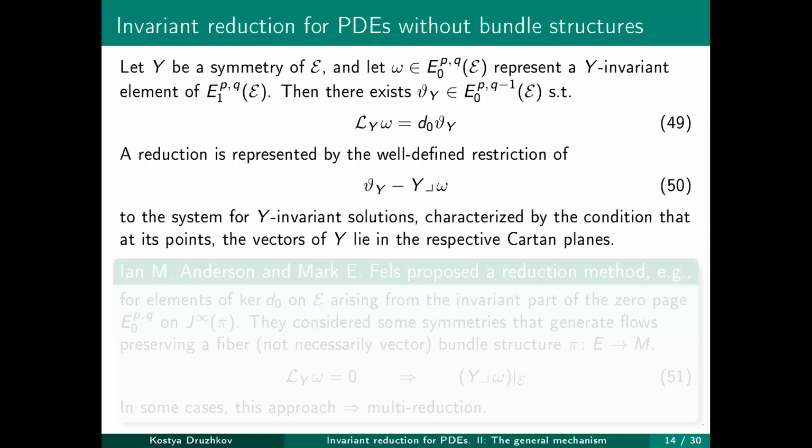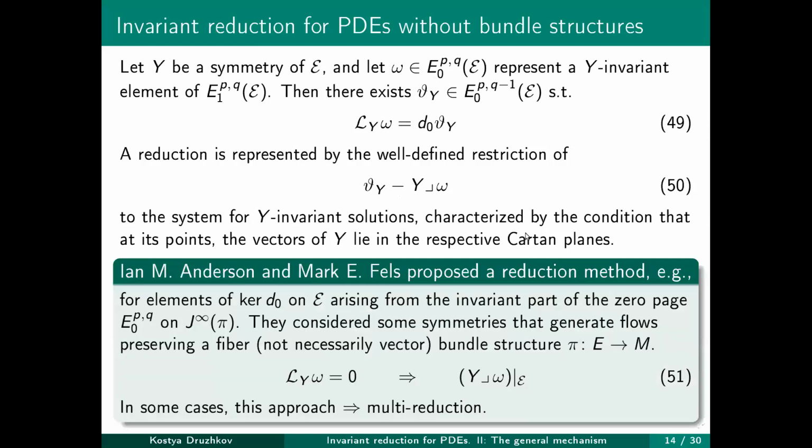And yet, the restriction of this contraction is well defined because the system for invariant solutions is characterized by the condition that at its points, the vectors of Y lie in the respective Cartan planes. So when we restrict this combination to the system for invariant solutions, epsilon Y, this vector field becomes just a Cartan vector field. And we can contract a Cartan vector field with an element on the zero page. So the restriction is well defined, but the object itself is not well defined, but it becomes well defined after the restriction. And this object is well defined without any restriction, but we still need to restrict the difference.